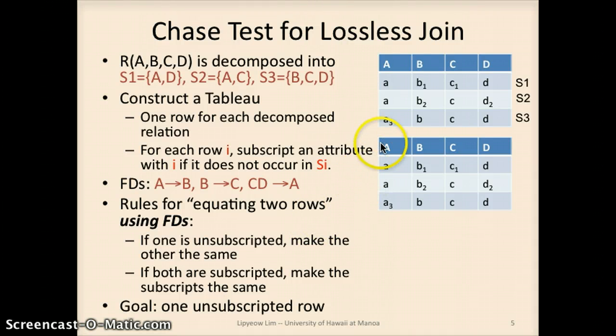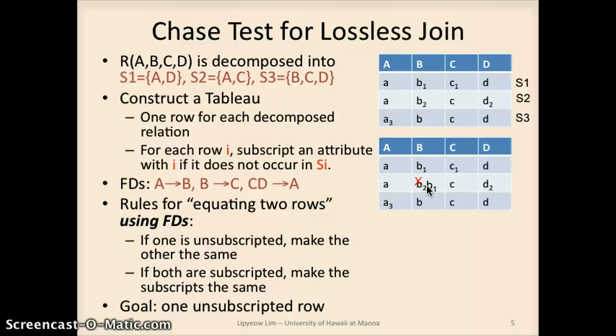So if we now look at this tableau, nothing has been done yet. Now if I look at my FDs, I have A determines B. What does that mean? An FD says that if the values agree in A, then they must agree in B. So I have two values of A here, which are two small a's that are not subscripted, so they are completely equal, and that means that the B values must be equal. Now I have to make the B values equal using the two rules. If both are subscripted, I make the subscripts the same, so I change the second subscript to 1.